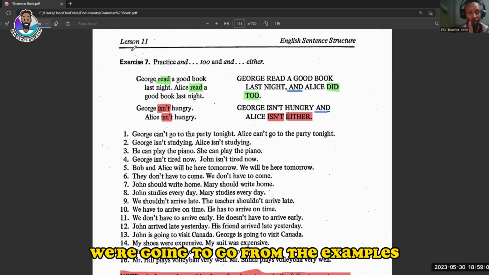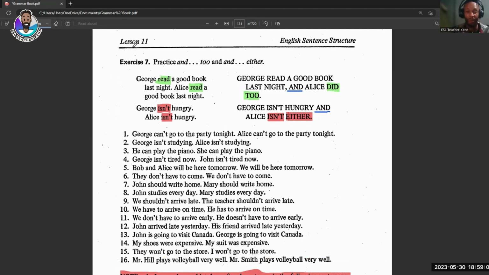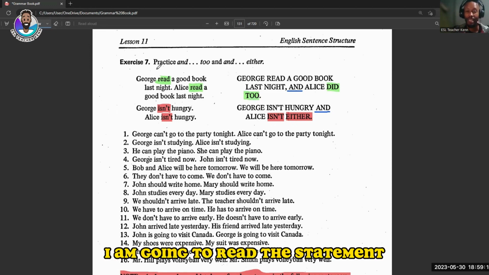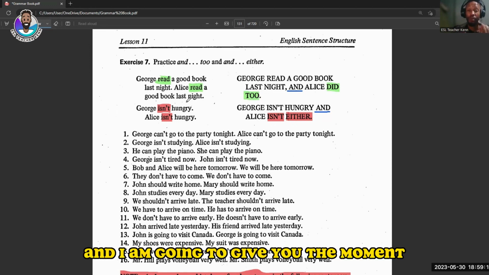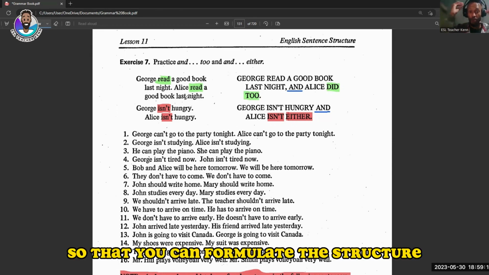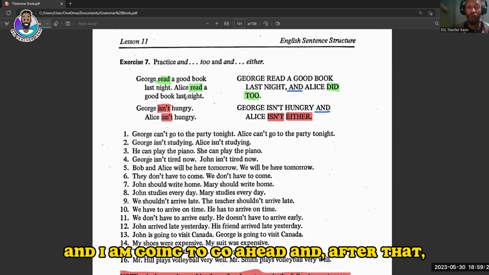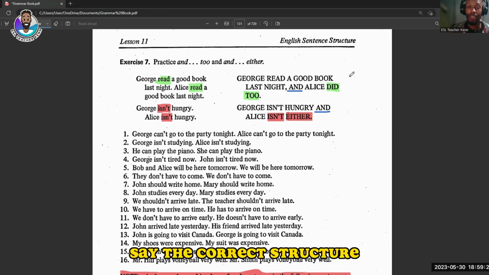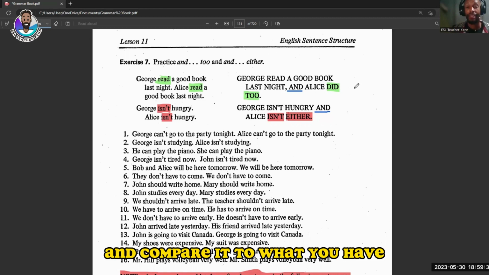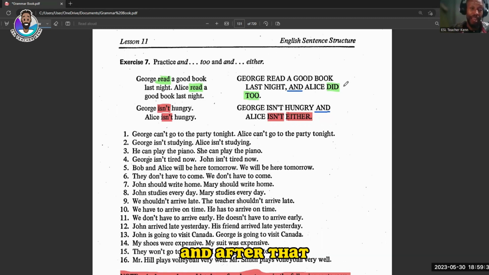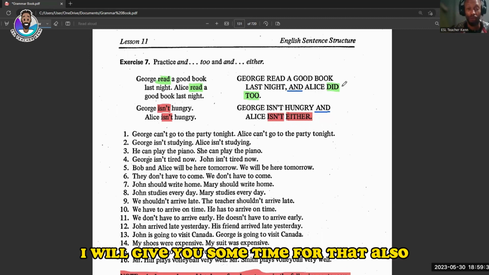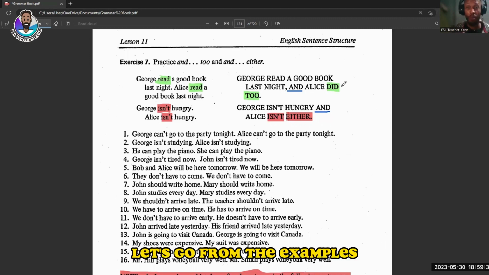We're going to go from the examples. I am going to read the statement and I am going to give you the moment so that you can formulate the structure using too or either. And I am going to go ahead and after that say the correct structure so that you can go ahead and compare it to what you have. And after that, you can repeat it after me. I will give you some time for that also. Let's go from the examples.